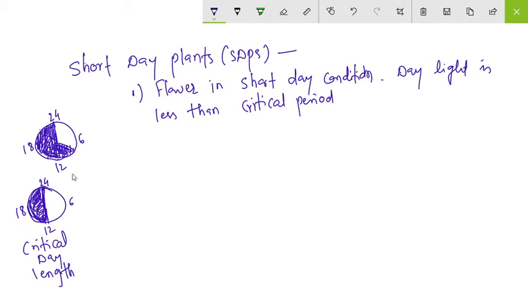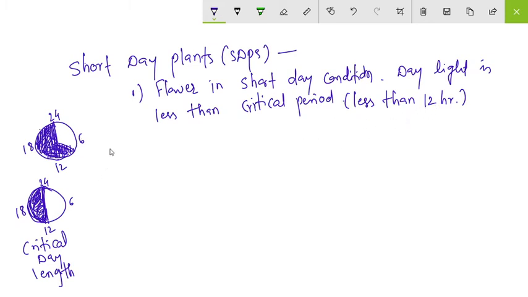The critical period is usually 12 hours. But when the day period, the daylight, is less than 12 hours, it is known as the short day condition, and such short day conditions are required for the induction of flowering in the plant. So such plants are known as the short day plants. The period of light differs from species to species. These plants flower in short day condition, when the daylight is less than the critical day length, that is less than 12 hours, and such plants are known as the short day plants.